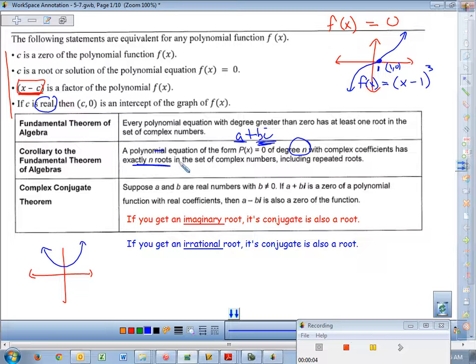How many will a fifth degree polynomial have? 5 roots. Just that simple. Whatever degree it is, that's how many roots it has. Some are real, some are imaginary, whatever. Okay? So that's what's going on there.